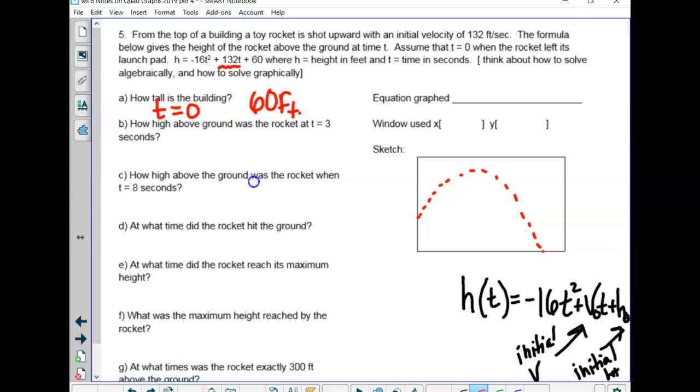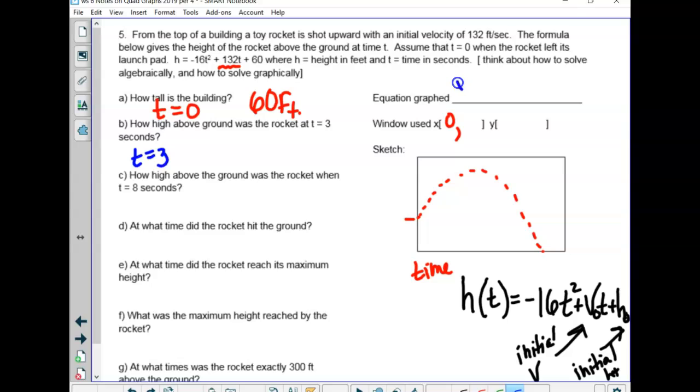Now, it's going to graph as a parabola, but we don't care about negative time, right? We care about it starting at 60 feet here. So when we go to choose a window, our time across the bottom is going to be 0 to something. We need to figure out how long till it comes down. Part B says, how high above the ground was the rocket at 3 seconds? So we could just put in a 3 into the equation, or if we graph it, we can trace until we find where it is at 3.